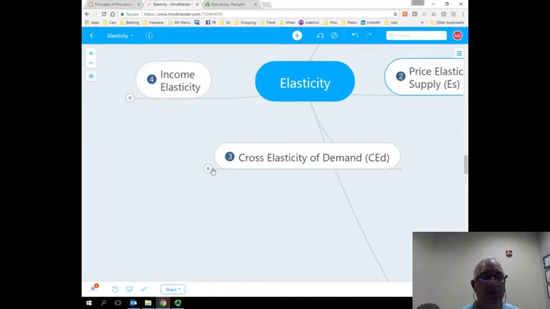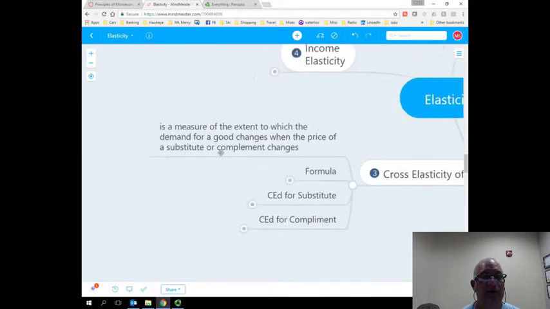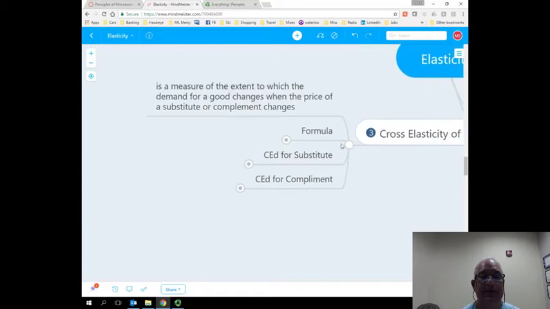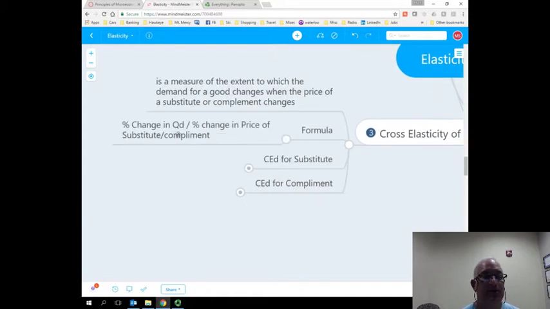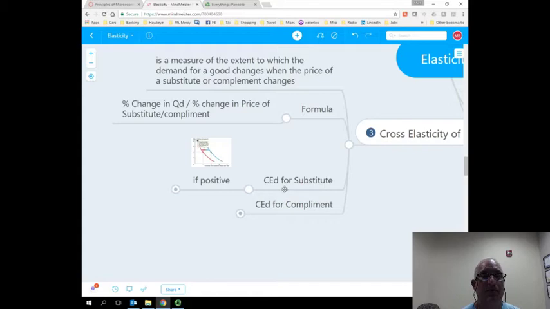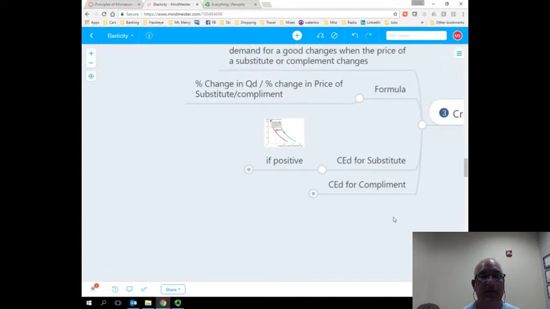Next, we'll look at the cross price elasticity of demand. Cross price is a measure of the extent to which the demand for a good changes when the price of a substitute or complement changes, not its own price. So again, cross price looks at the change in demand when the price of a substitute changes. A little bit different. The formula for this is percentage change in quantity demanded divided by percentage change in price of the substitute or complement good. So CED is the acronym for cross price elasticity.